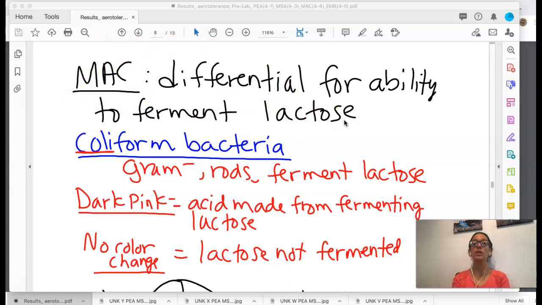Now, if the bacteria do not grow, or they grow very poorly, we cannot determine whether or not they ferment lactose. All we can say if a bacteria grows poorly is that it is not gram negative. That's it. This media is useful for looking at coliform bacteria.